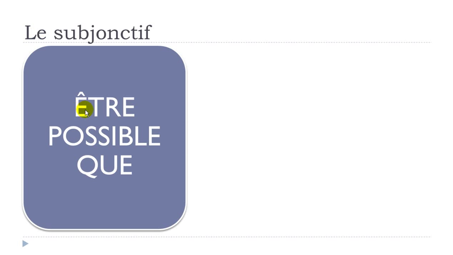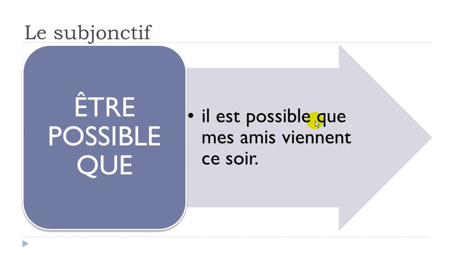The structure could be être possible que, okay, to be possible. So, être possible, and then que, as usual, remember. So, for instance, il est possible que mes amis viennent ce soir. Okay? Il est possible que, so it could be translated like, it is possible that, okay? Mes amis, my friends, and then venir here, to come, so this form here is the subjunctive form, ce soir, tonight. So in that case, you should put your verb here at the subjunctive.